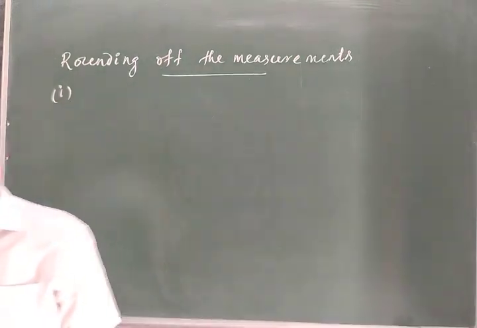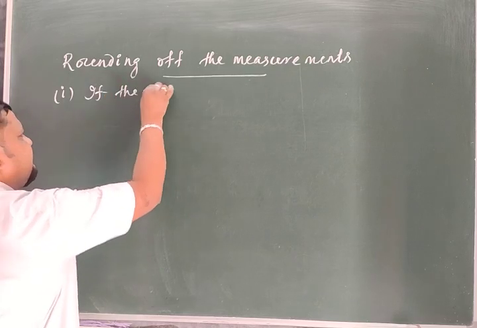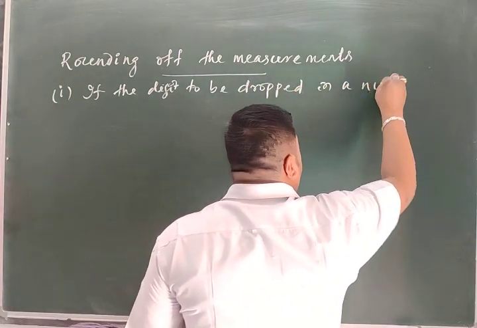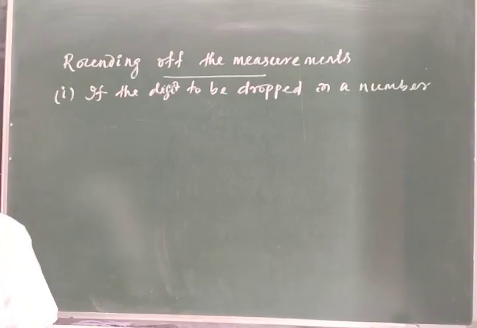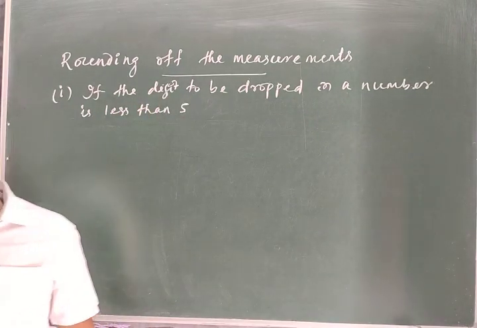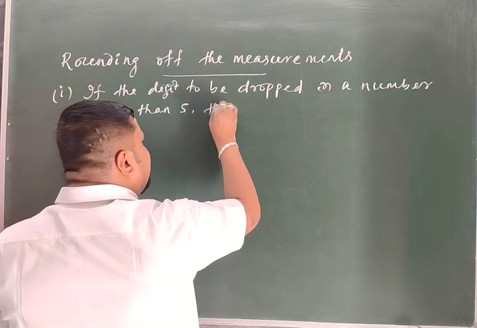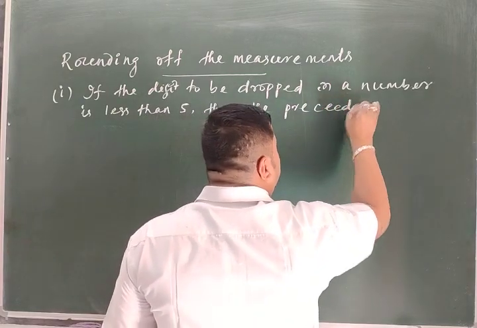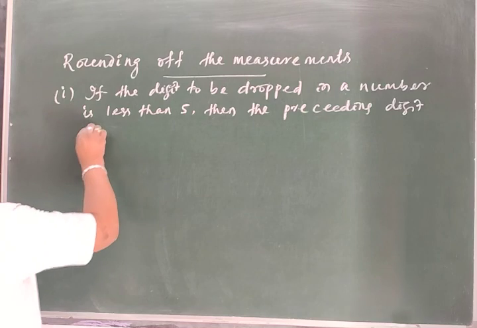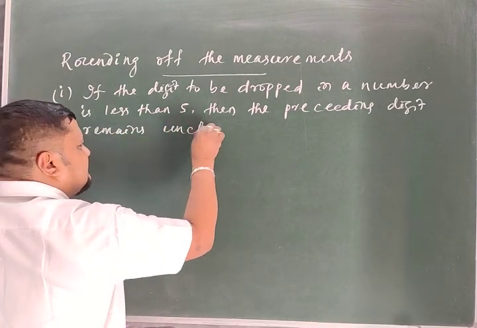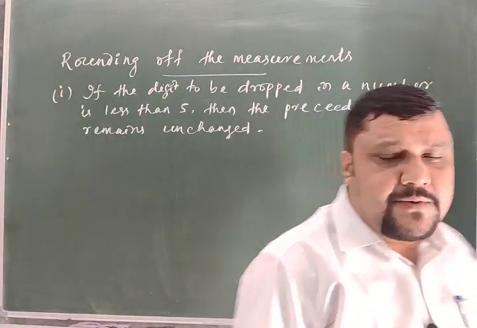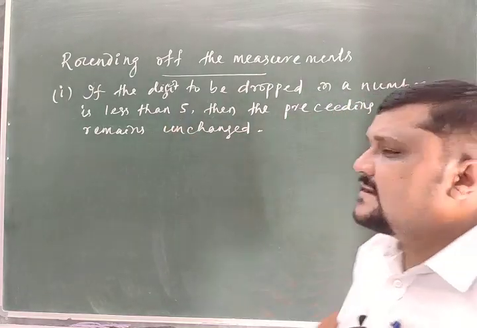The first one is that if the digit to be dropped in a number is less than 5, then the preceding digit remains unchanged.